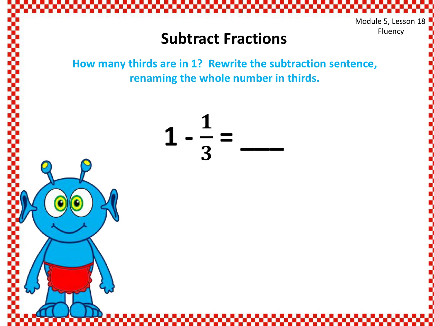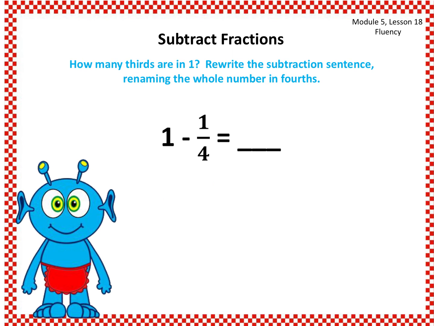All right, we're going to go on and subtract fractions. So here our question is how many thirds are in 1? And rewrite the subtraction sentence, renaming the whole number in thirds. So when we look at 1 minus 1/3, we can't subtract it in this form, but we also know that 1, if we were to write it in thirds, would be equivalent to 3/3. So now, if we have 3/3 minus 1/3, as you remember, the denominator is going to stay the same. And we do have the same denominator, so that works. And then we're going to subtract 3 minus 1, and that gives us 2.